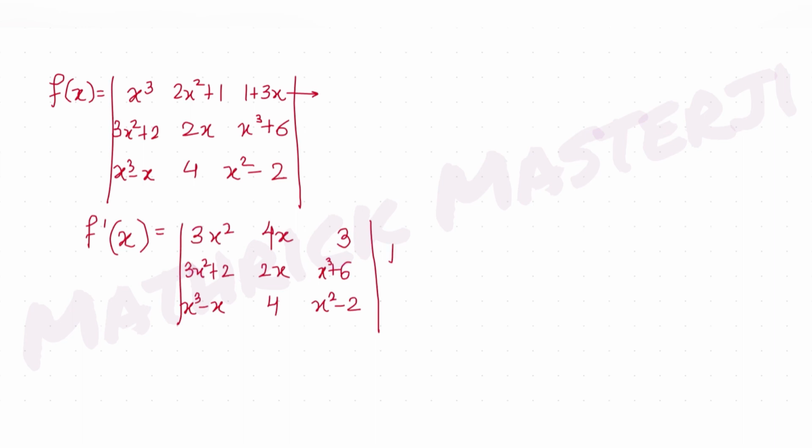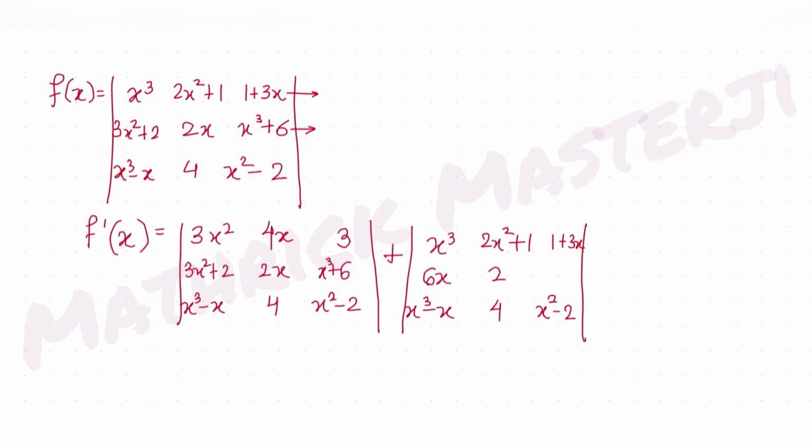Second, what you do is find the derivative of the second row and write the first and third rows as they are. So if I again write the first and third rows as they are, first, x cube, 2x squared plus 1, and 1 plus 3x. Third row I get x cube minus x, 4, x square minus 2. The second row, if I take the derivative of that, I get 6x, 2, and this becomes 3x squared.